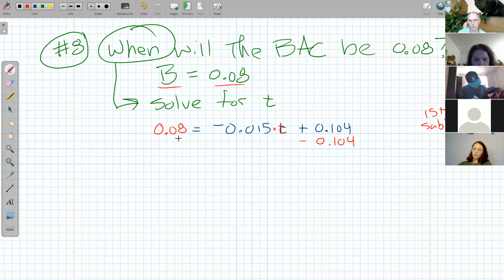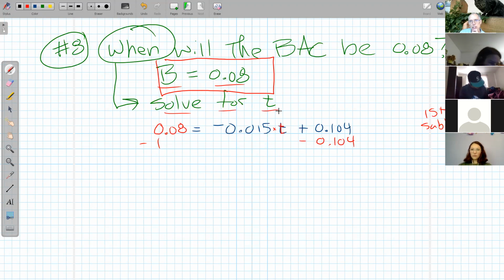Did you say you substitute the t with the 0.08? No, the B is 0.08. So they told me the BAC is the 0.08, so I put that in place of the B, and now I'm going to solve for t. Oh, okay.